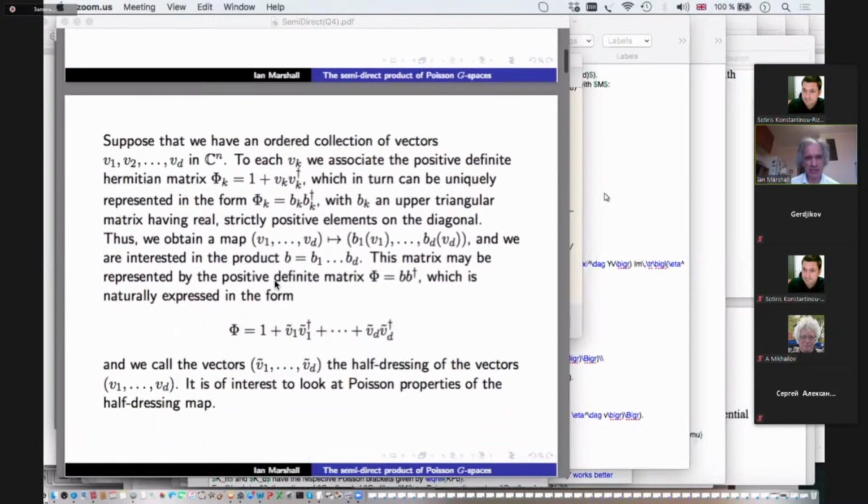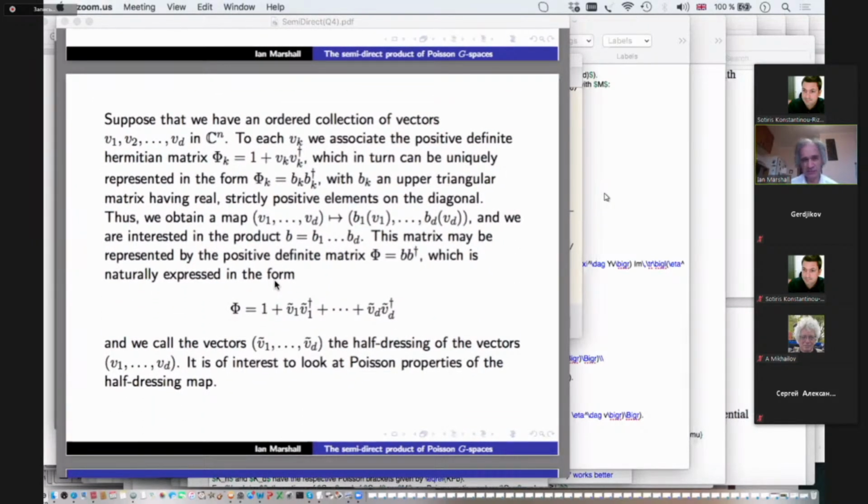So the situation that we had, we were looking at something called the spin Ruijsenaars models. And we found that we were looking at the following situation. We have a collection of vectors in C^n. These are supposed to be the spins in the model we were looking at. And we can do the following. For every V_k, an element of C^n, we construct this Hermitian matrix. This non-degenerate Hermitian matrix can always be represented in this form, where B_k is an upper triangular matrix with real strictly positive elements on the diagonal.